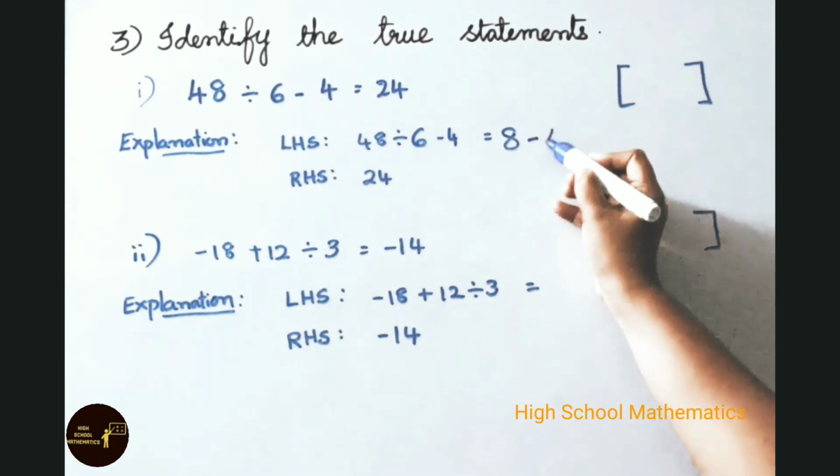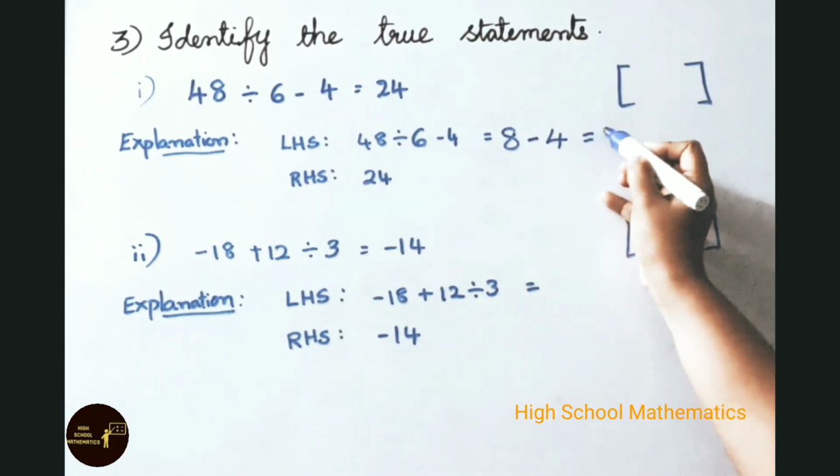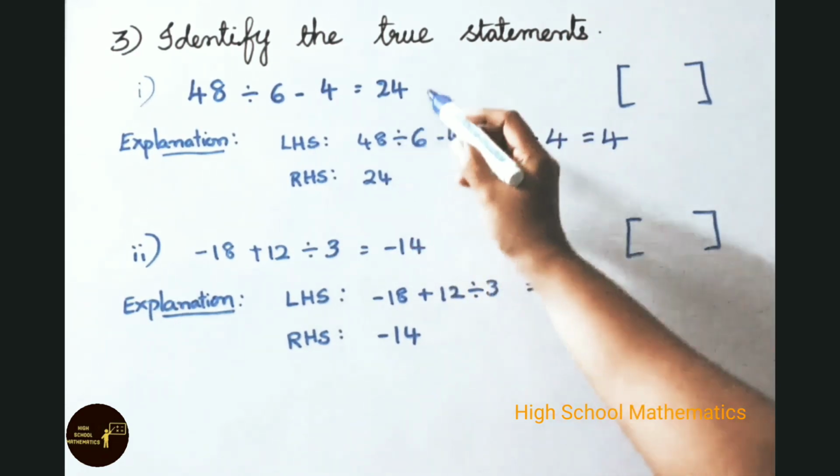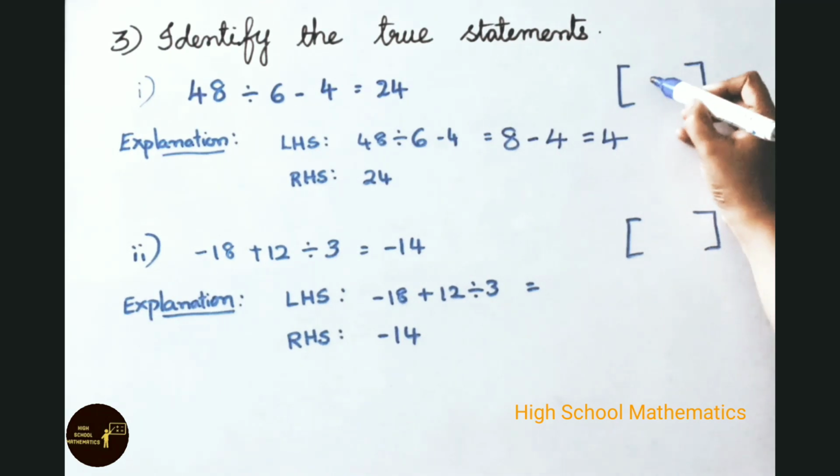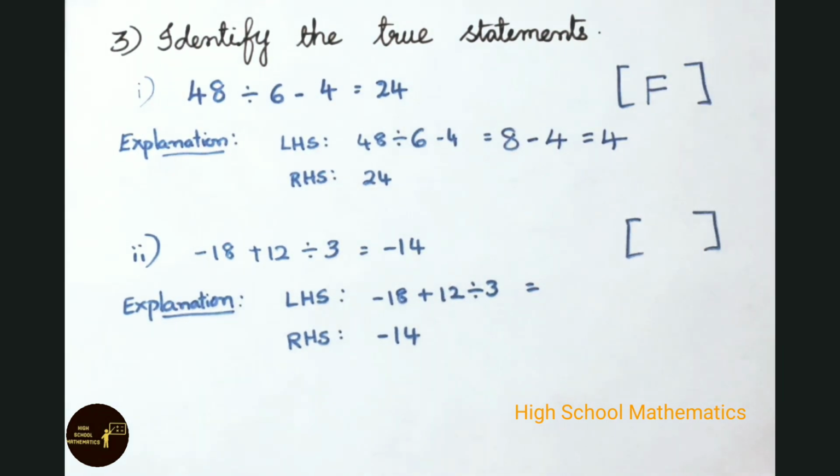So write down 8 minus 4. So 8 minus 4 answer is 4. But RHS part, that is right hand side part, is 24. Both are not equal. So the given statement is false.